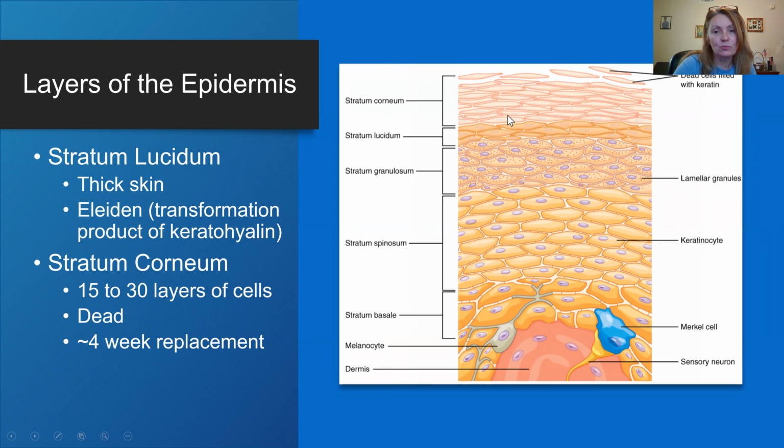And the most superficial layer is stratum corneum. So stratum corneum, we have dead cells filled with keratin, and it's 15 to 30 layers of cells. And this is the one that you're constantly shedding off. So sometimes when you look at your skin and it looks very dry, and you have flakes of dry old skin, those are these dead layers of stratum corneum.